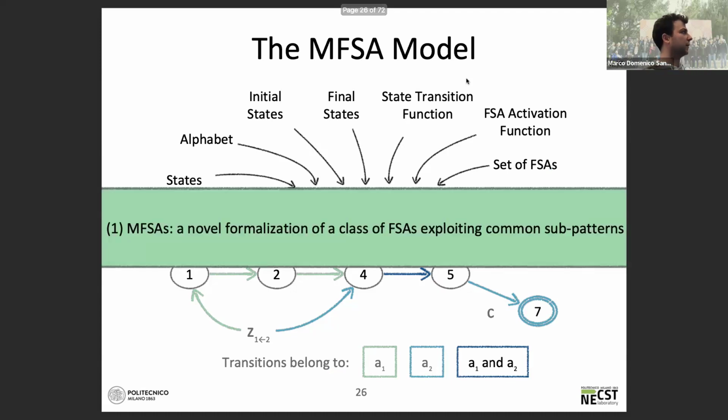This represents the first contribution, that is a novel formalization of the class with respect to the standard FSA representation, to support this concept of merging regular expressions together in a single automaton.